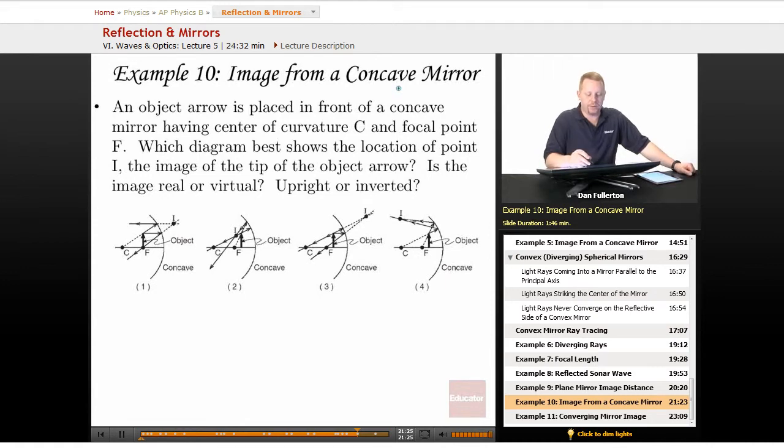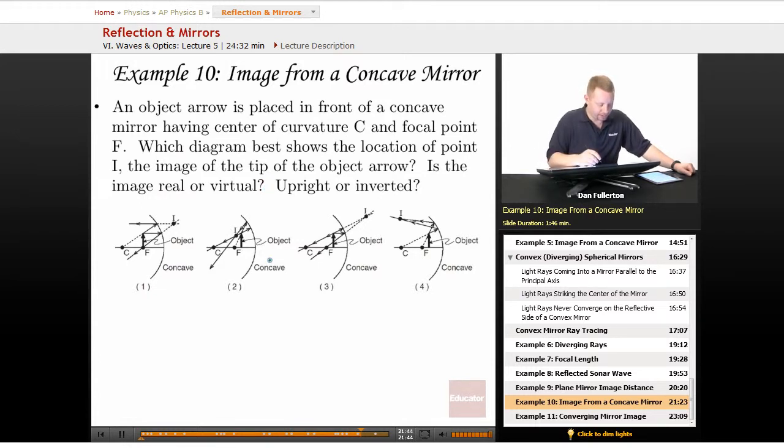Let's take a look at a problem with an image from a concave mirror. An object arrow is placed in front of a concave mirror having center of curvature C and focal point F. Which diagram best shows the location of point I, the image of the tip of the object arrow? And is the image real or virtual, upright or inverted?